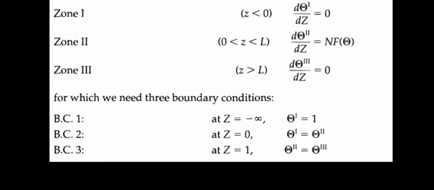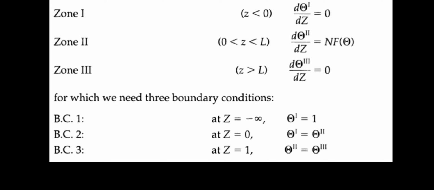And the final step is to substitute the determined constants back into the general solution. Once we have successfully solved the system of algebraic equations and obtained the numerical or symbolic values of all six constants of integration, the final step is to substitute these values back into the general solution we found in step 1 for each of the three zones.